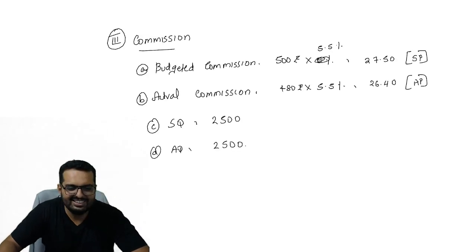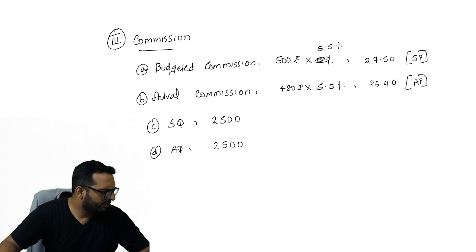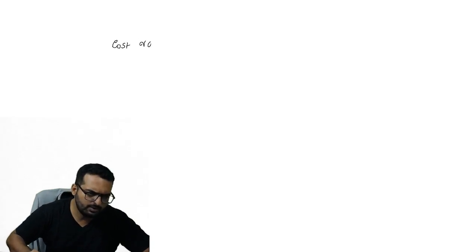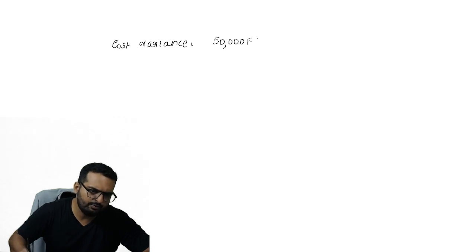Let us continue with standard costing. Are you all done writing? Have you all got the variances? Cost variance, you're getting how much? 50,000 adverse. That is the sales price variance, right? Or is it? Yes. The cost variance is 50,000 favorable. Correct. So whatever you tell me, I'll just write down over here. You get the cost variance as 50,000 favorable.